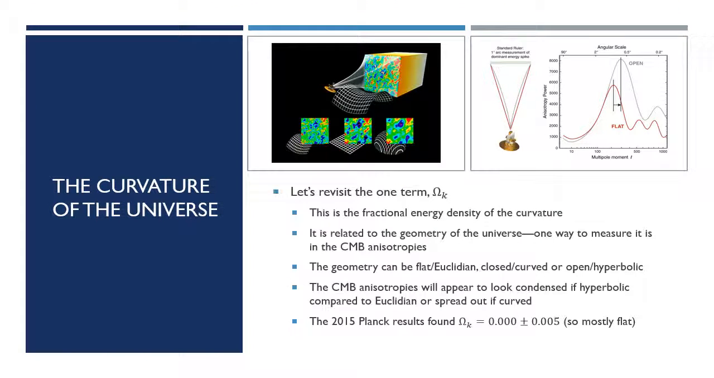So let's look a little bit more at the curvature. This is a pretty interesting term in particular. This term here, this is omega k, this is the fractional energy density of the curvature of the universe. And what is the curvature of the universe? Well, again, typically this could be thought of as one of three main geometries. One would be a flat geometry or Euclidean geometry. You can have a closed or curved one, or an open and hyperbolic one.